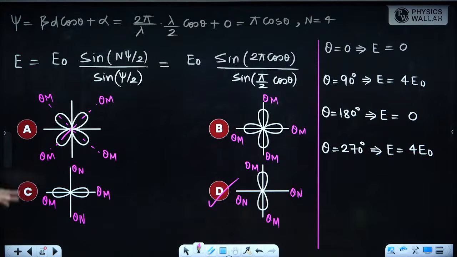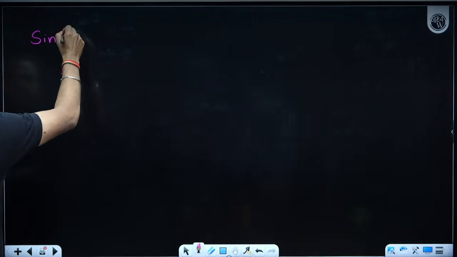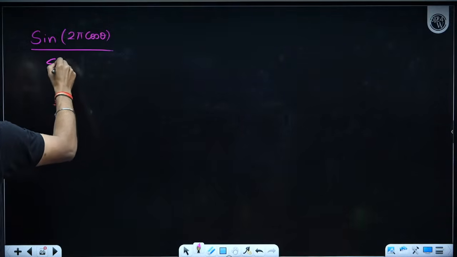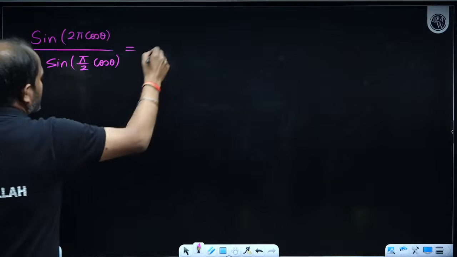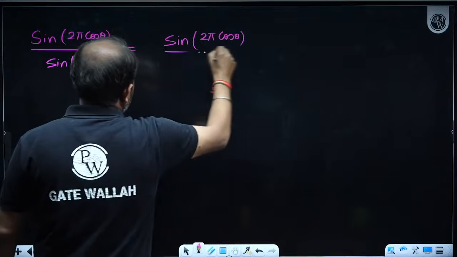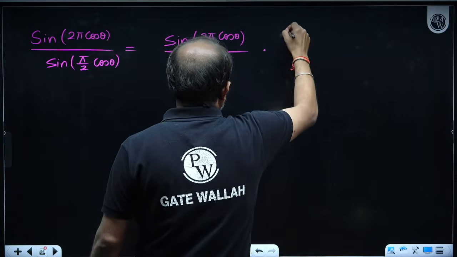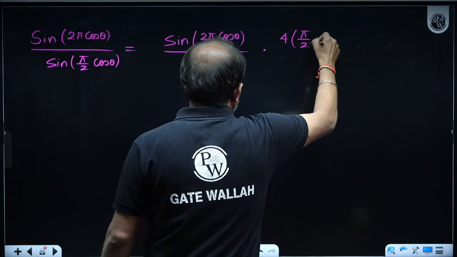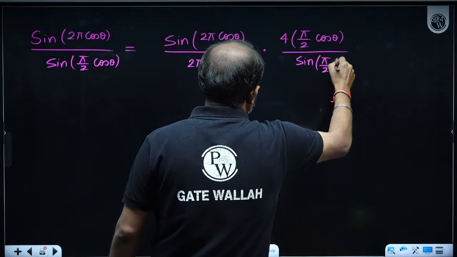Okay, how is sin 2 pi cos theta something? So sin 2 pi cos theta upon sin pi by 2 cos theta. So sin 2 pi cos theta divided by 2 pi cos theta, and 2 pi cos theta, so 4 into pi by 2 cos theta upon sin pi by 2 cos theta.